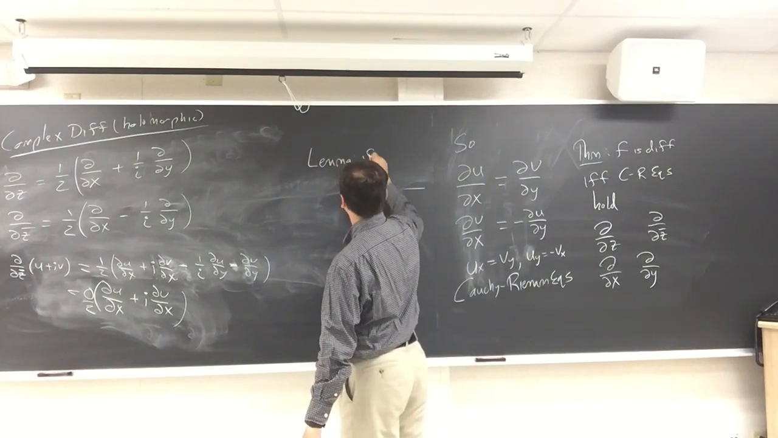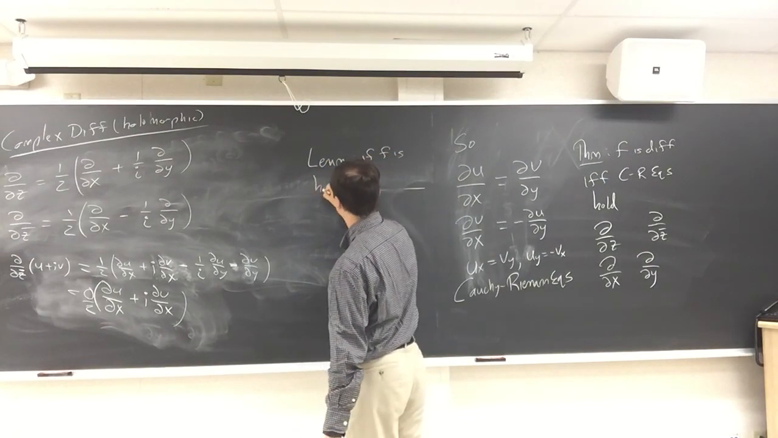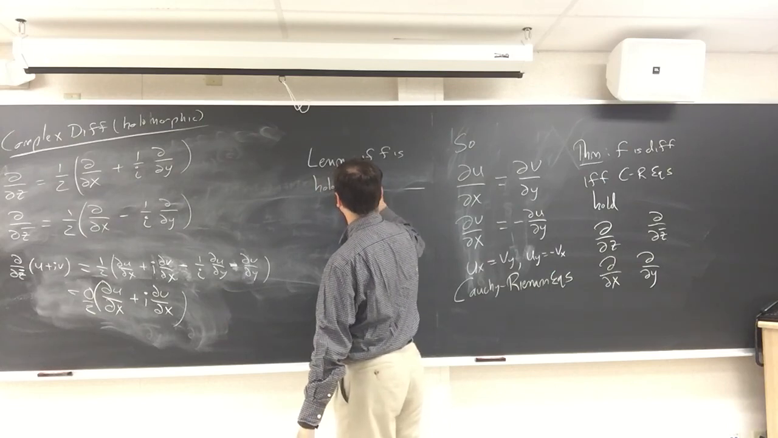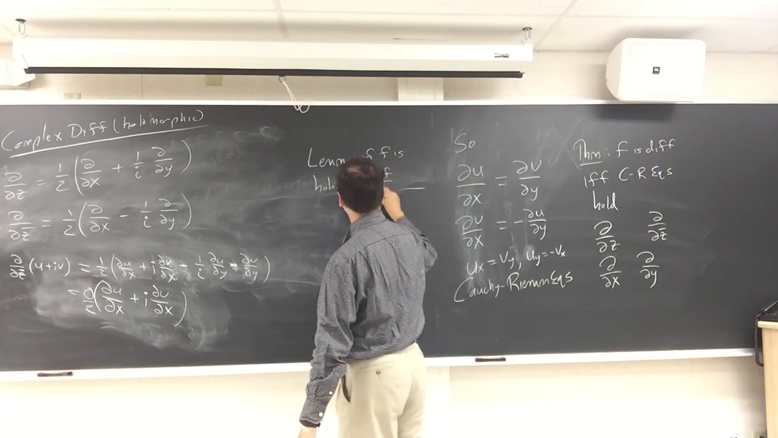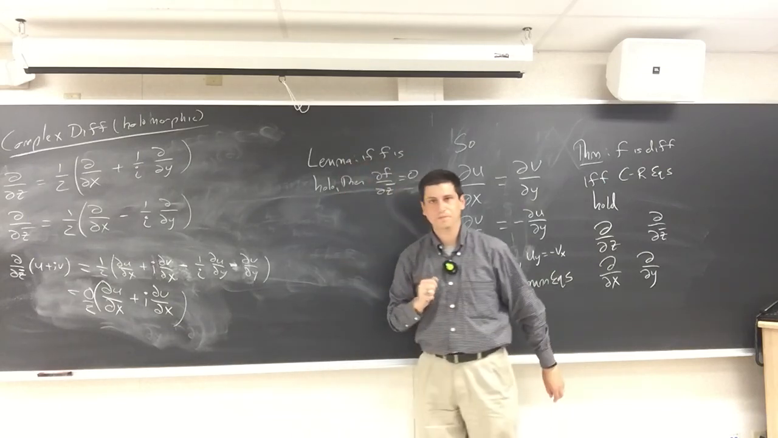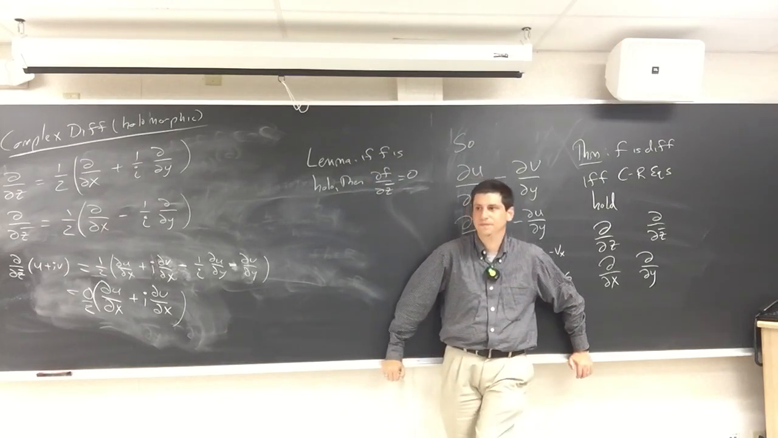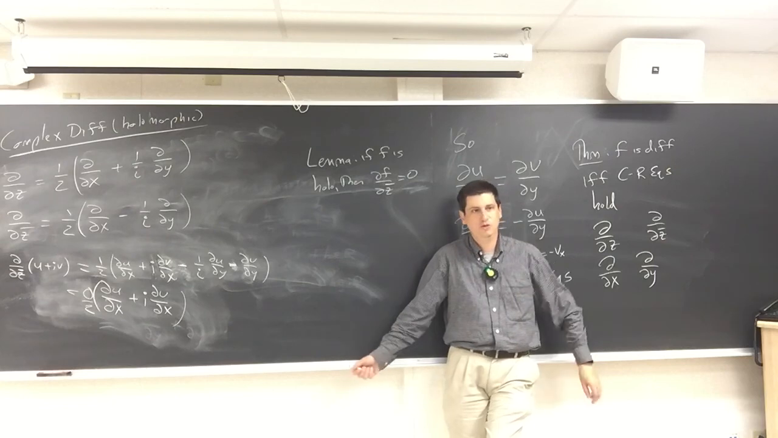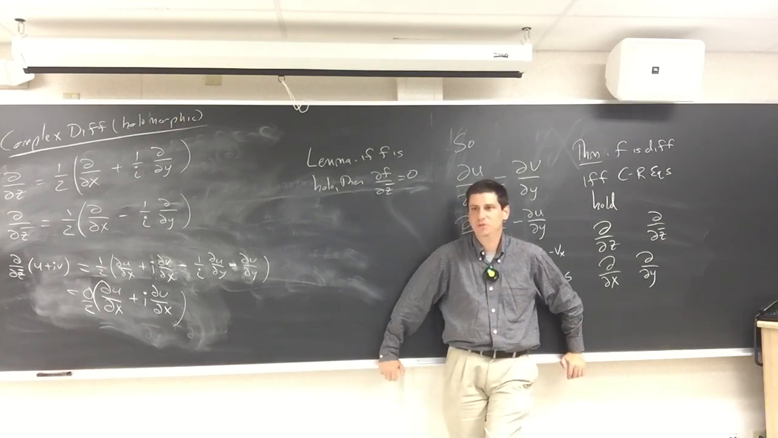Lemma. If f is holomorphic, then df dz bar equals 0. If the blackboard space is too compressed and tight here, let me know. We can actually rotate the classroom 90 degrees if people want. But we will not do that in the middle of the lecture.